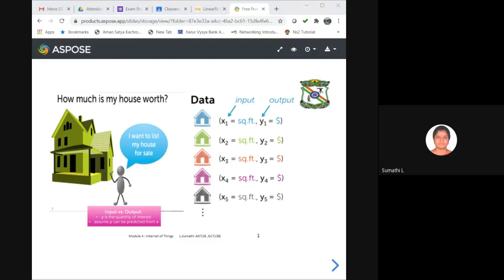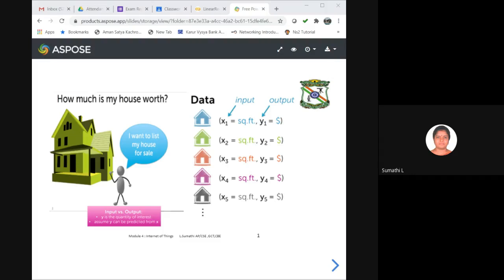So here I have given you a picture, and from this picture you can understand a person wants to sell his house, and he wants to decide how much it will be worth. So how will a person decide? Based on the area the house is located, based on the square feet, and based on the condition of the house, right? You have a lot of parameters that decide the price of the house, right?